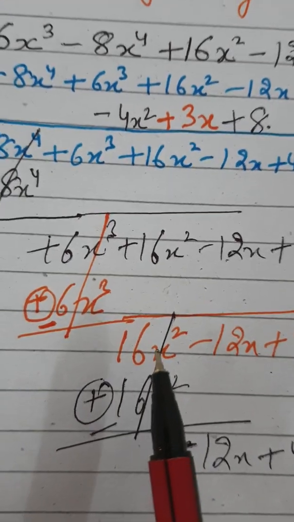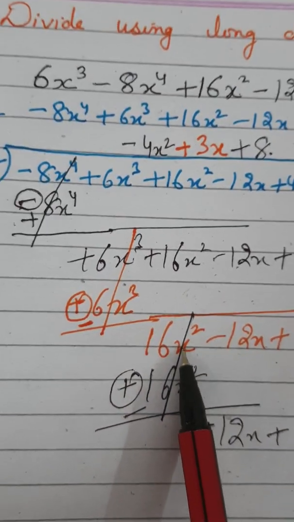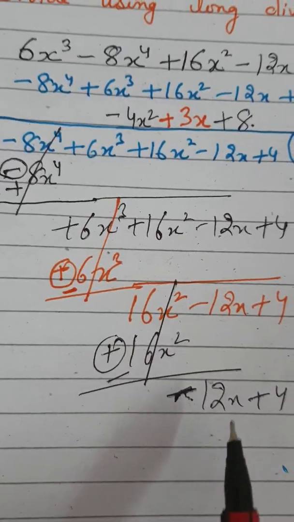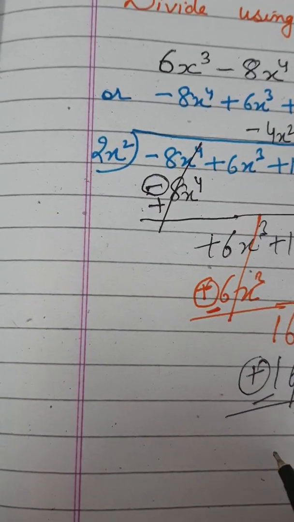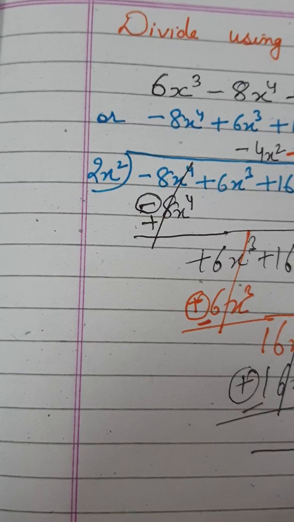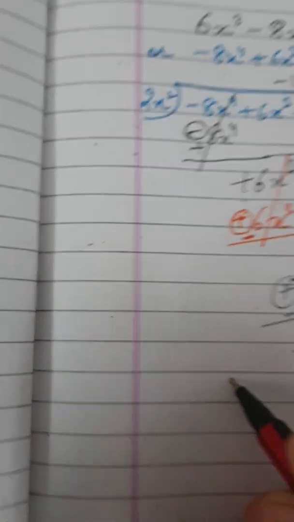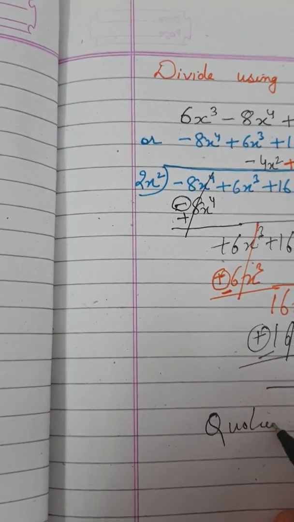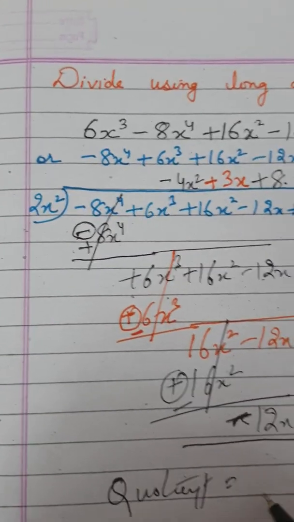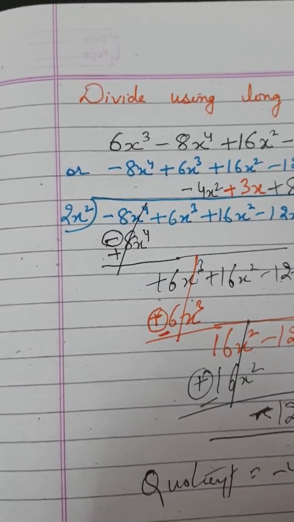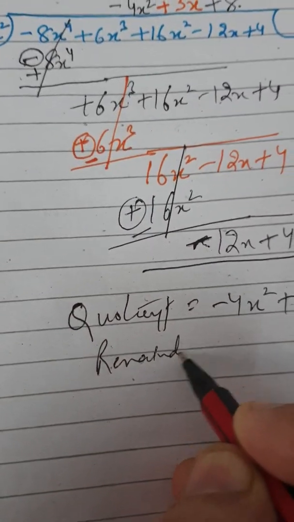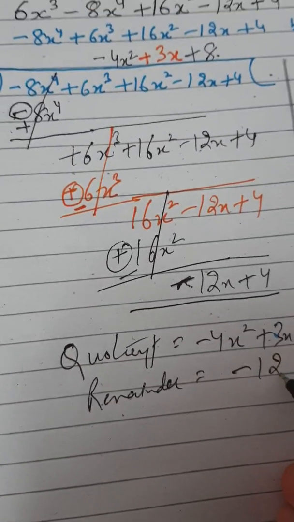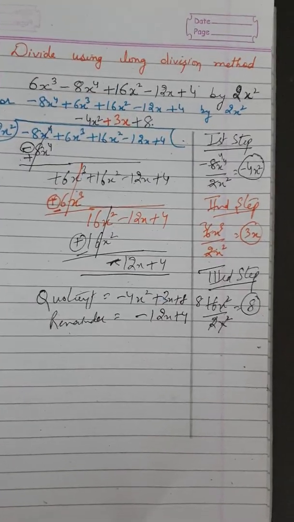In the previous step you can see that it was x square, so we did division. But here the degree is 1, so we cannot continue the division process, so it will be terminated here. So my quotient is minus 4x square plus 3x plus 8 and my remainder is minus 12x plus 4. Okay, so please do these sums carefully.